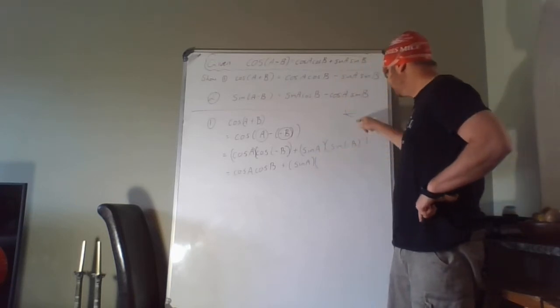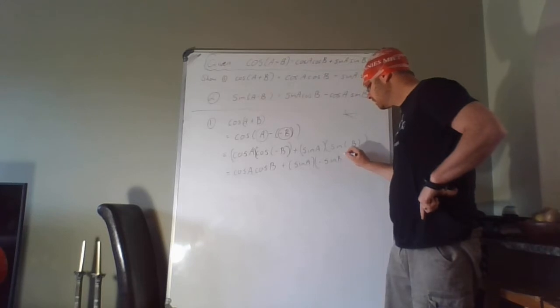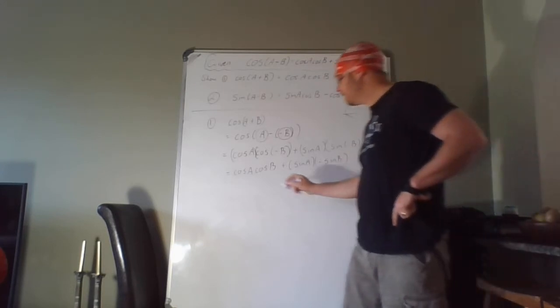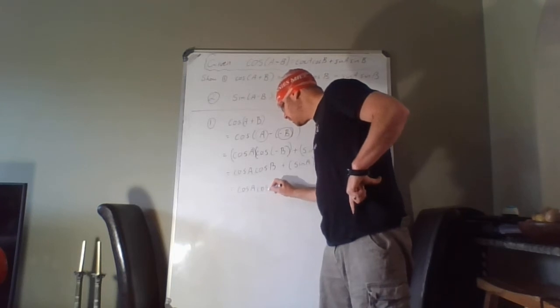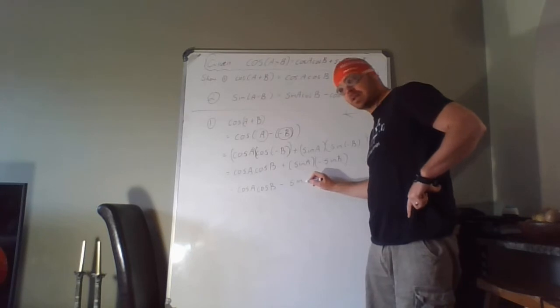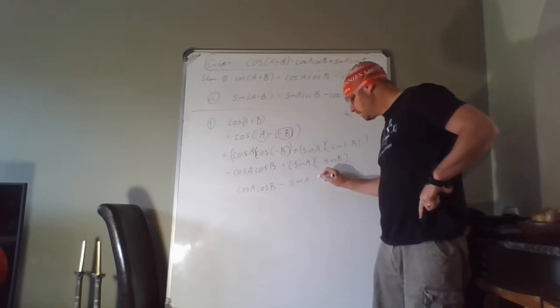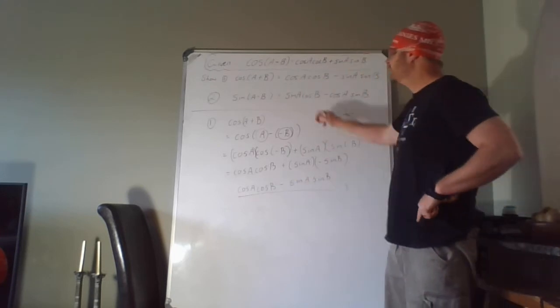But sine of negative b, if I'm in that quadrant, becomes negative sine b. Okay? And if I neaten that up, I'm left with cos a cos b minus sine a sine b, which is what I set out to prove.